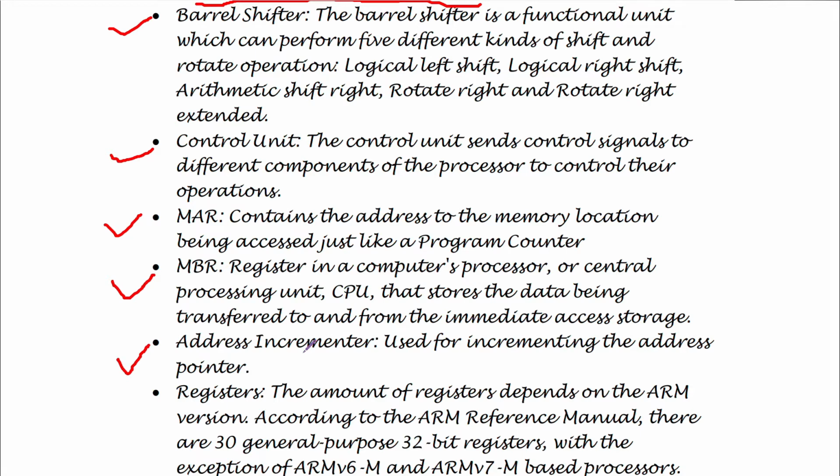Next, let's talk about the address incrementer. It is used for incrementing the address pointer. Address pointer means the one that is pointing to memory. Which memory location are we accessing?